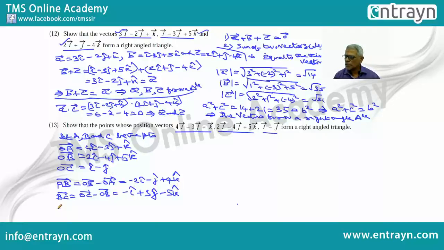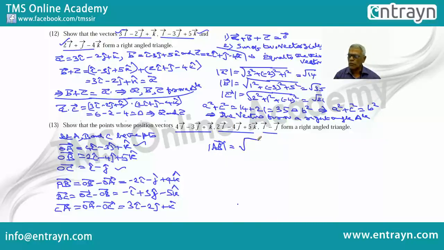Then CA vector, or AC vector. CA vector is OA vector minus OC vector. OA vector is what, sir? This is my OA vector and this is my OC vector. So 4i minus i is 3i. Then minus 3j minus minus j is minus 2j. Then plus k. Clear, sir?